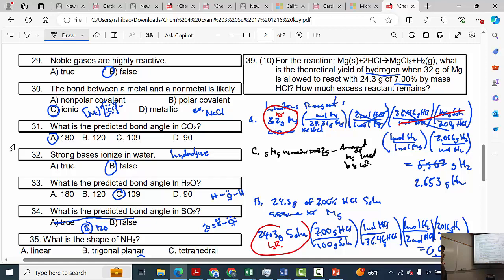Is 32 grams minus the amount of magnesium used by the LR. You have to do the value solution with respect to magnesium, correct? Yes. 32 grams minus, okay, how much was consumed by the LR? 24.3 grams of solution times 7.00 grams of HCl per 100 grams of solution.